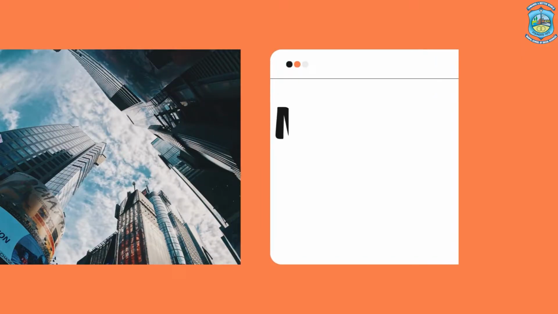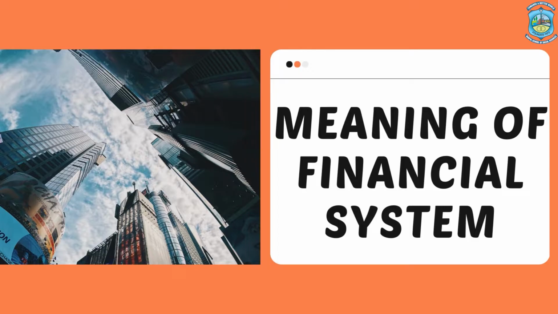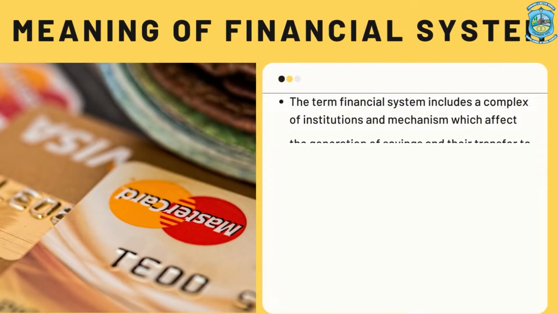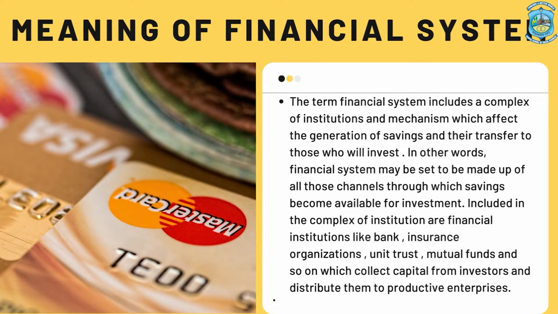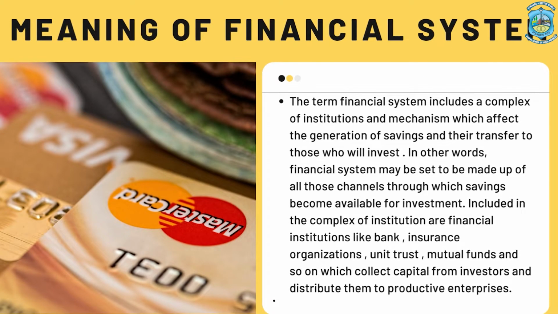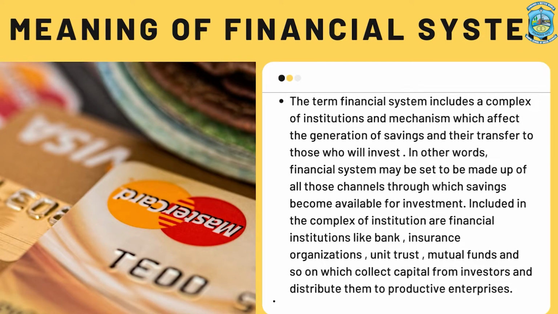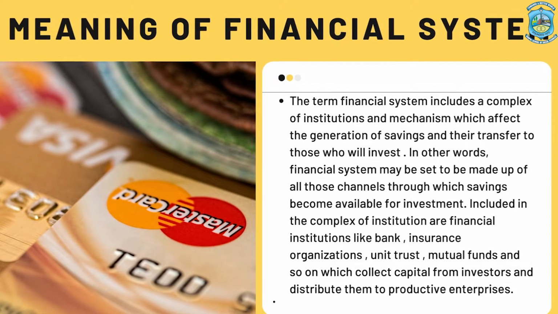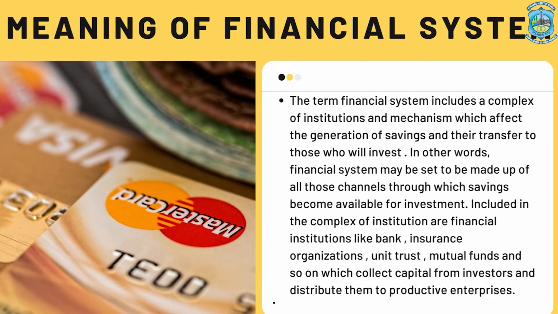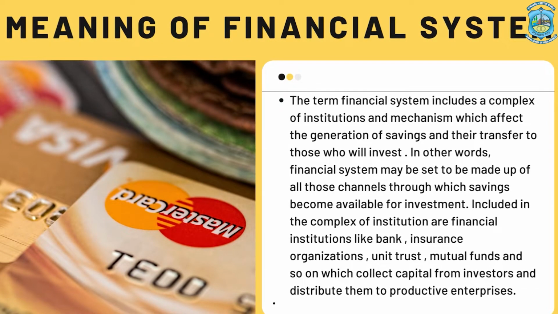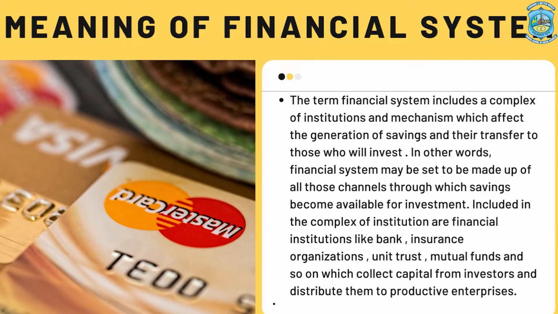Now, the meaning of financial system. The financial system includes a complex of institutions and mechanisms which affect the generation of savings and their transfer to those who will invest them. The critical words here are generation of savings and transfer to those who will invest. In other words, the financial system may be said to be made of all those channels through which savings become available for investment. So, the crux is how we can generate savings and where to invest them.